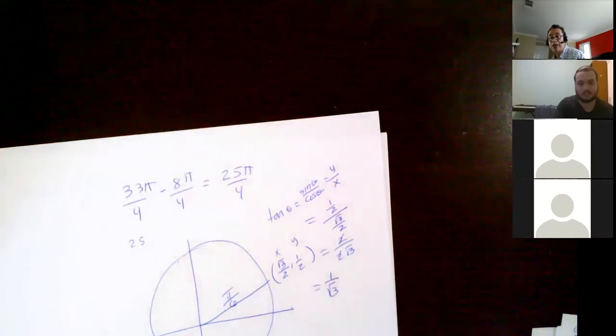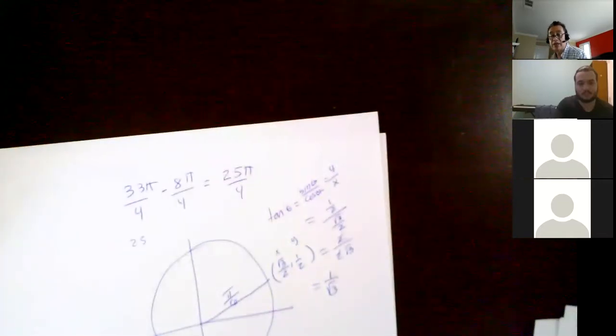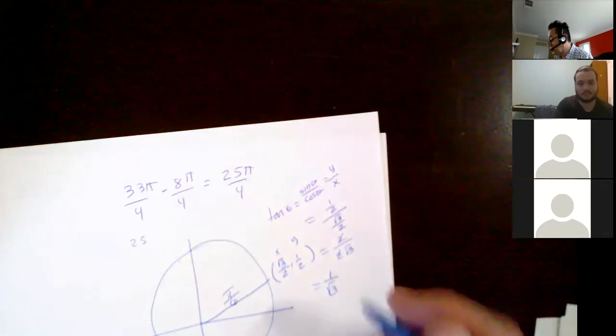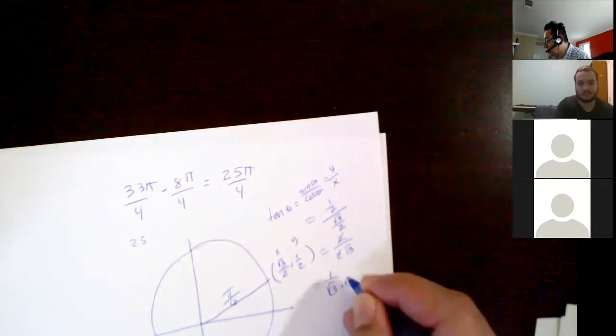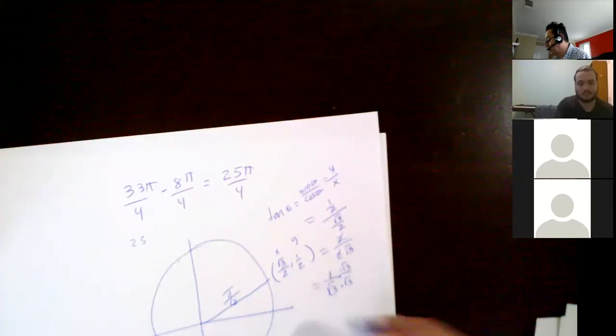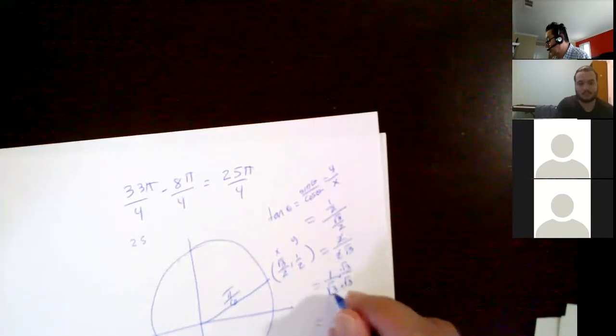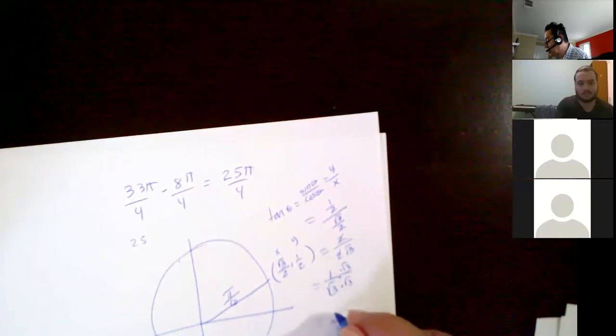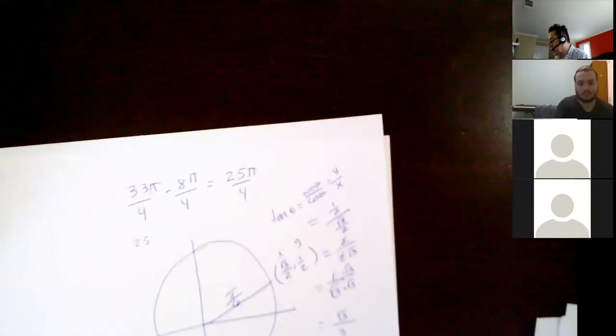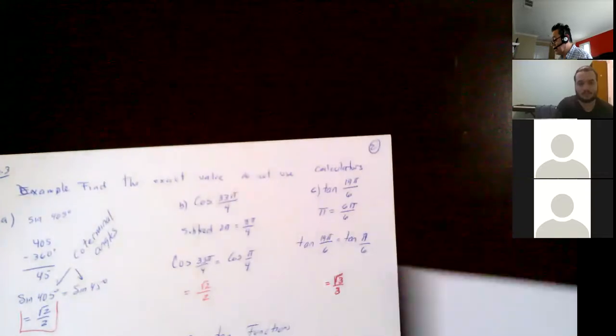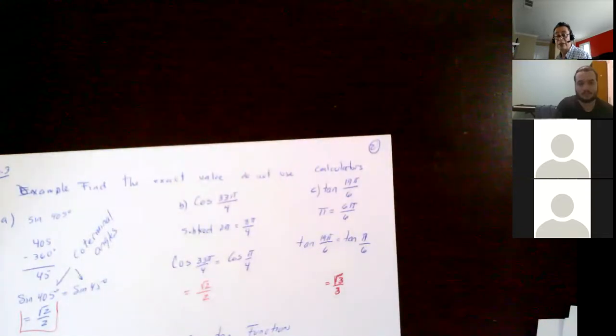Well, remember that we want to rationalize the denominator every time that we have a radical in the denominator. So we're going to multiply by square root of 3 over square root of 3, the numerator and denominator. In the denominator, square root of 3 times square root of 3 is 3, and the numerator is square root of 3. That's why the answer is square root of 3 divided by 3.